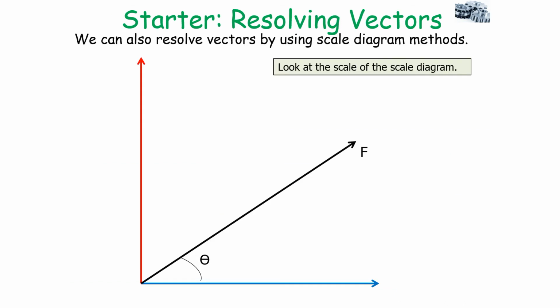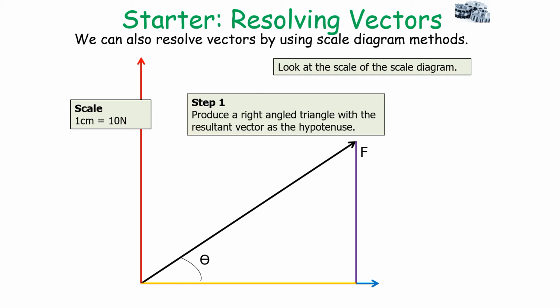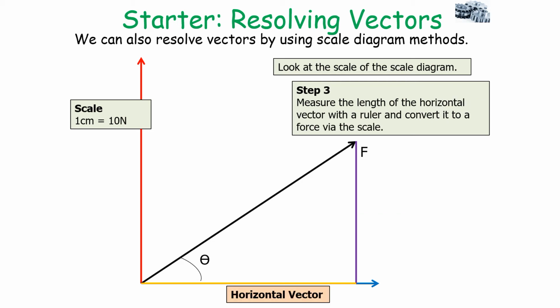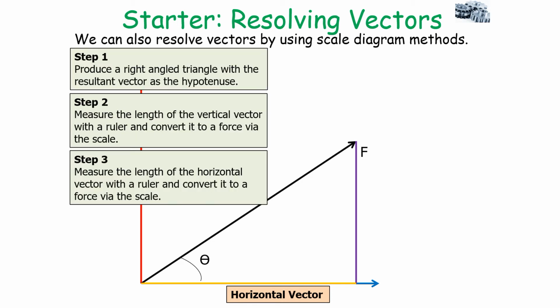Now we can also resolve vectors by using scale diagram methods as well as mathematics. So if we look at the scale of our scale diagram, so let's say for example 1 centimeter equals 10 newtons, to then work out the size of the horizontal and vertical components, you would make a right angle triangle with the resultant vector as the hypotenuse. You would then measure the length of the vertical vector with a ruler and convert it to a force via a scale. You then measure the length of the horizontal vector with the ruler and convert it to a force via the scale.